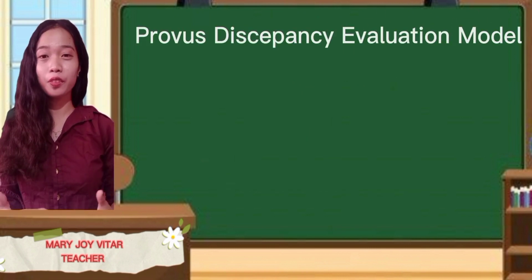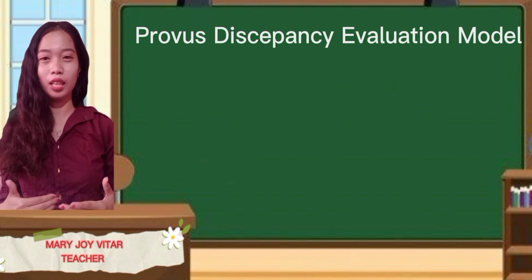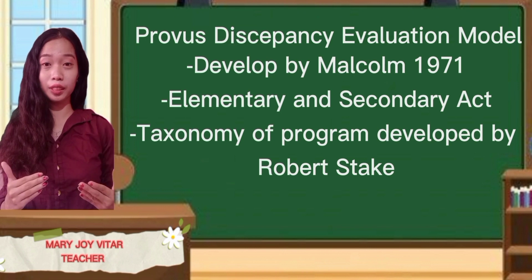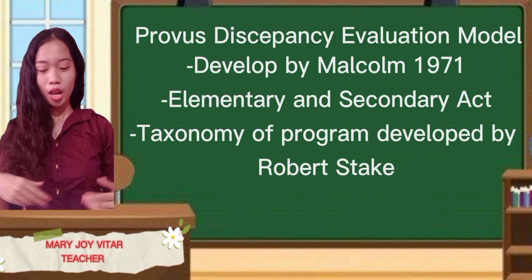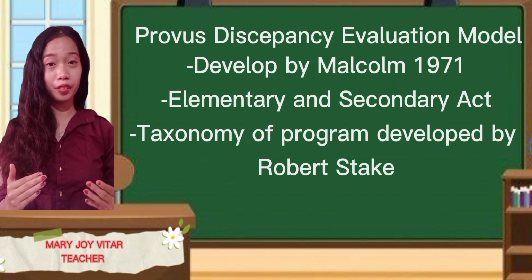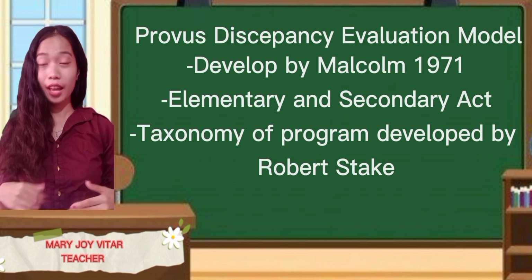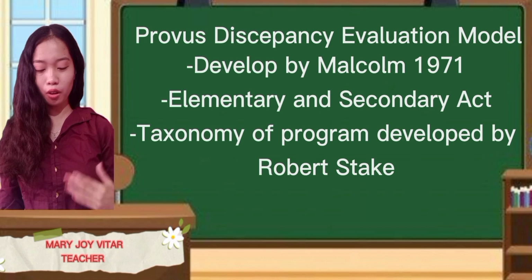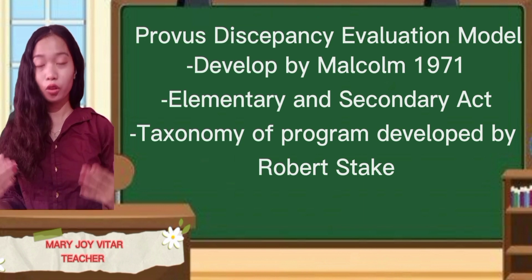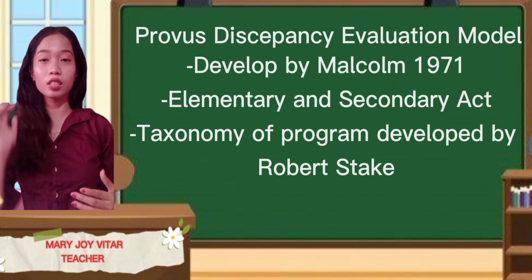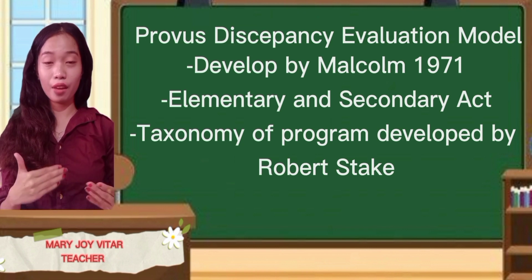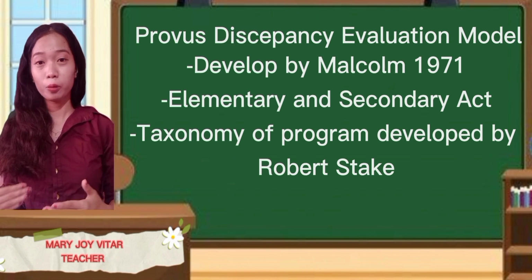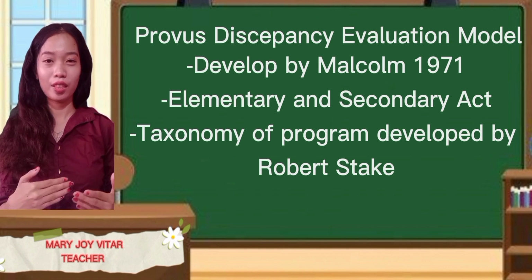Next is Provus's discrepancy evaluation model. This evaluation model was developed by Malcolm Provus in 1971 to evaluate projects under the Elementary and Secondary Education Act in the United States, using the taxonomy of program content developed by Robert Stake. It is called the Provus discrepancy evaluation model because the one who developed it is Provus, in 1971.